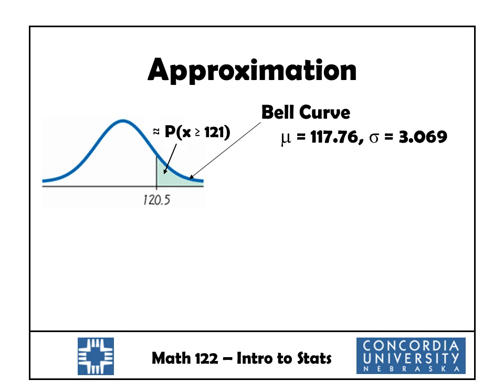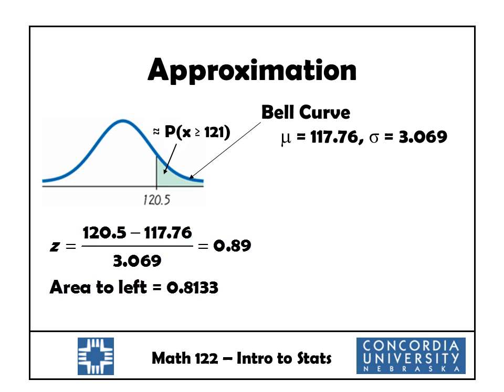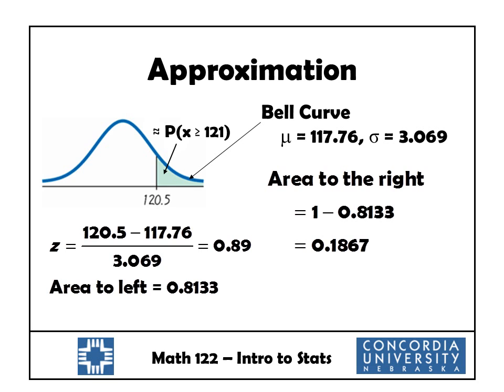Okay? And so again, stripping away the histogram, leaving just the bell curve, we want to find the area underneath the bell curve to the right of 120.5. This is the same bell curve we worked with in the first question, same mean of 117, a standard deviation of 3. So to find that area, we convert the number 120.5 to a z-score, which comes out to be 0.89. The area to the left is 0.8133, found from the z-score table. So the area to the right is 1 minus that number, or 0.8167. So that right there is an approximation of the probability that 121 or more people will show up.